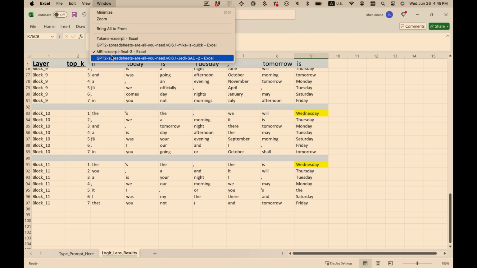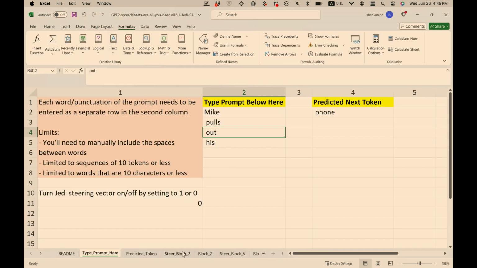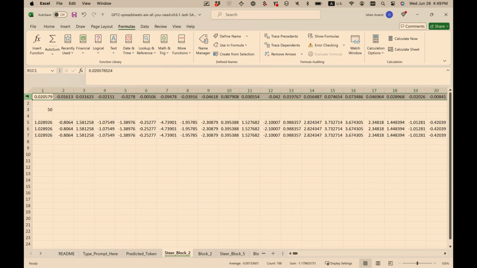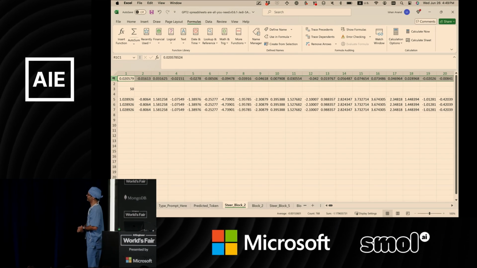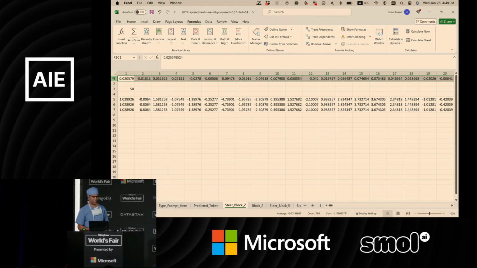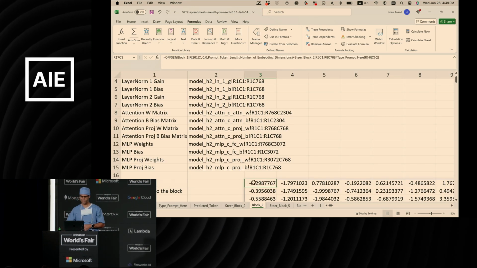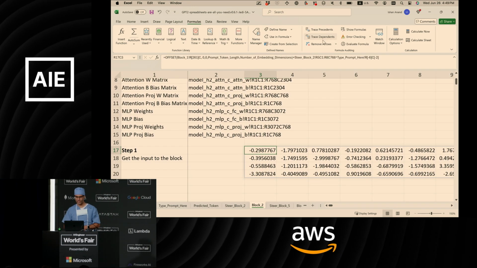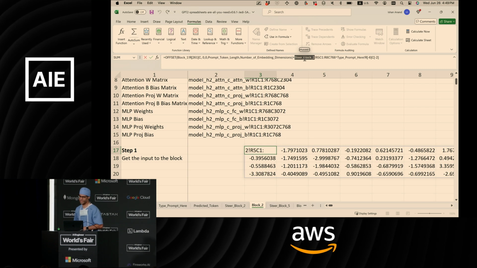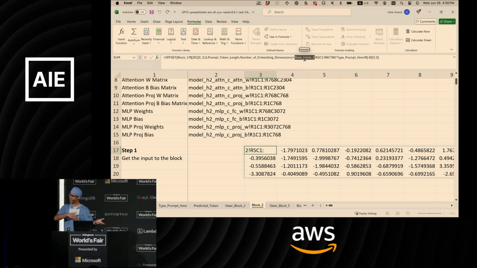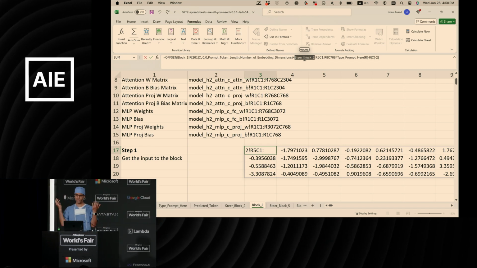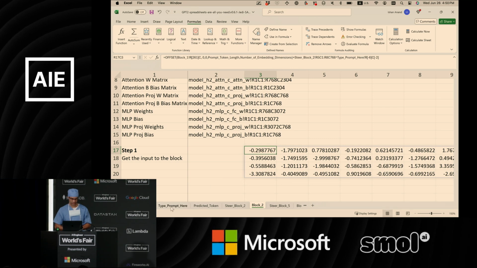And I've taken the vector for that feature, while we wait for Excel to wake up. There it is. That first row is essentially what they call the decoder vector, corresponding to Jedi. And then I've multiplied by a coefficient, and then I've formatted it so that I can inject it right into the residual stream. So this is the start of the block. You can see that steer block 2. It's basically just taking that vector I showed you and adding it into the residual stream. Simple addition.